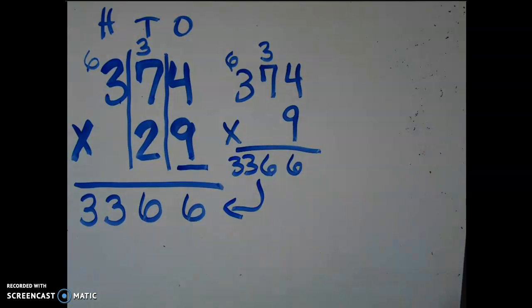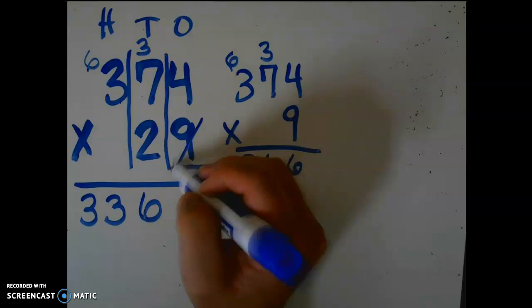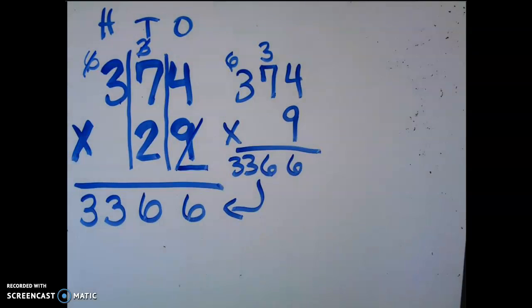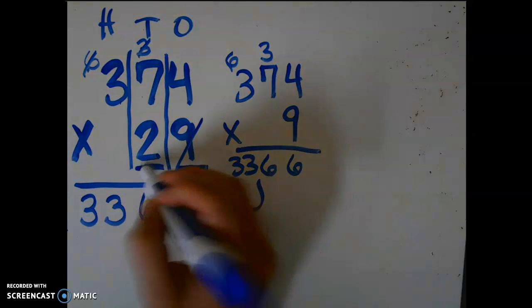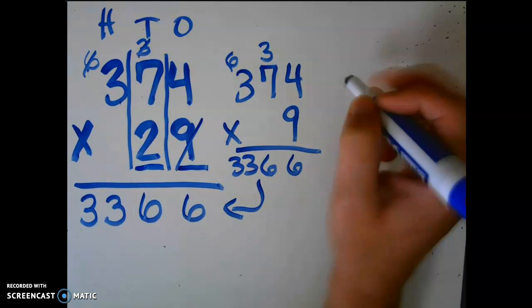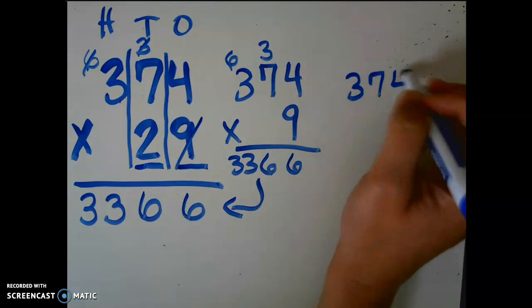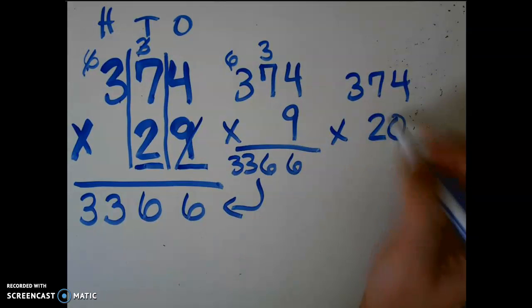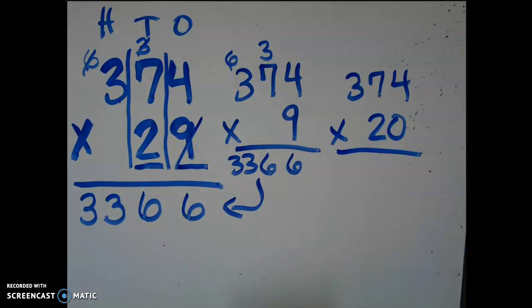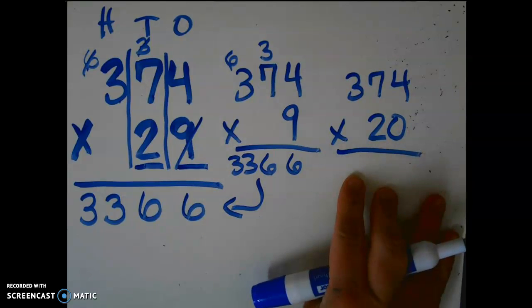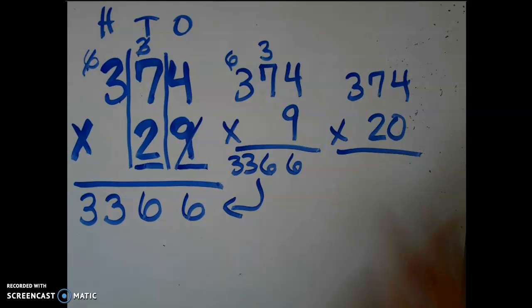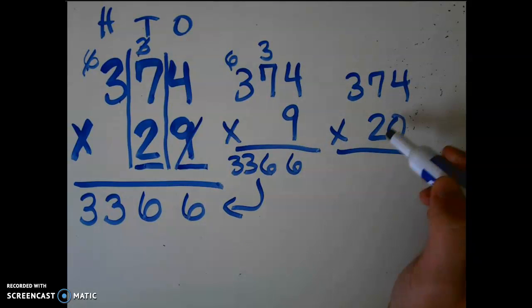Okay, so now we are done with the 9s. We're going to cross out our 9 and the ones that we have carried so we don't use it again. Now we're going to focus on the 2. Well, our 2 is in the tens place value, so it's the same thing as saying 374 times 20. We've already discussed that a simple way of multiplying 374 by 20 is to multiply 374 by 2 and add a 0 at the end. Okay, so why don't I do that? Why don't I multiply 374 by 2 and add a 0 at the end?